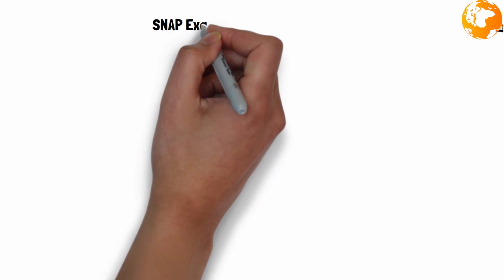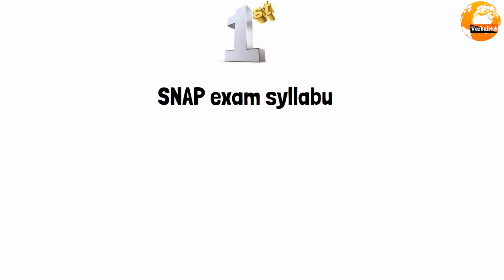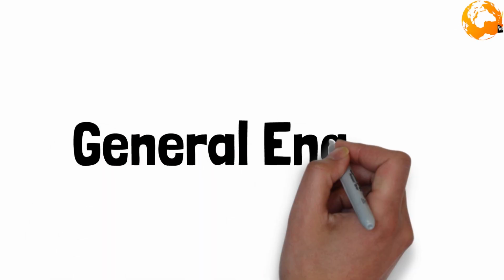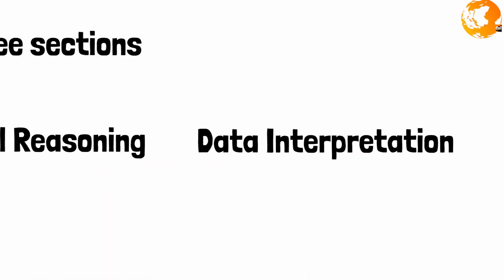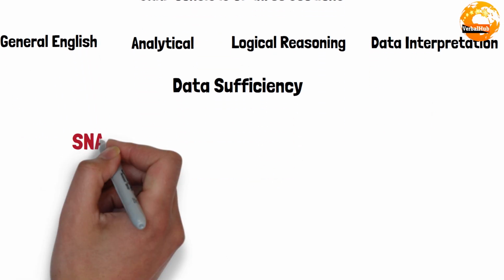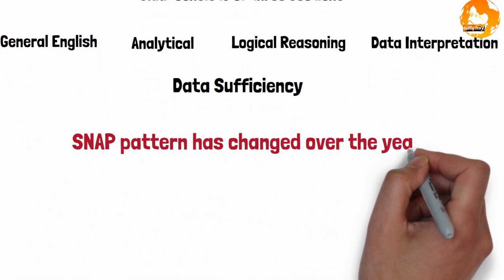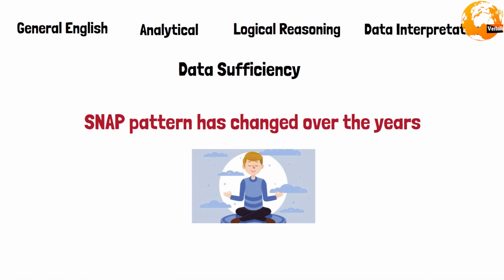First, you should know about the SNAP exam syllabus and pattern. First things first, let's dive into the SNAP exam syllabus. SNAP consists of 3 sections: General English, Analytical and Logical Reasoning, and Quantitative, Data Interpretation and Data Sufficiency. The SNAP pattern has changed over the years, so staying updated is key.